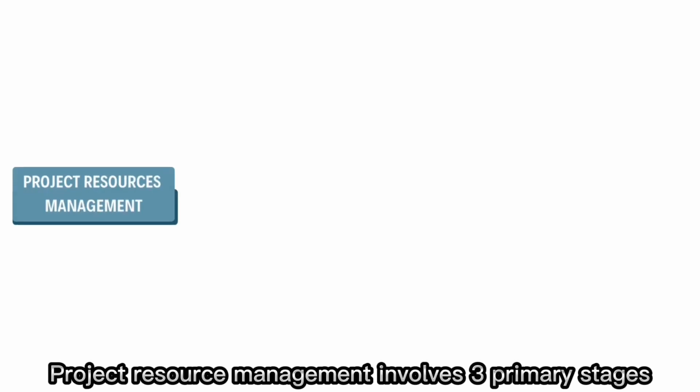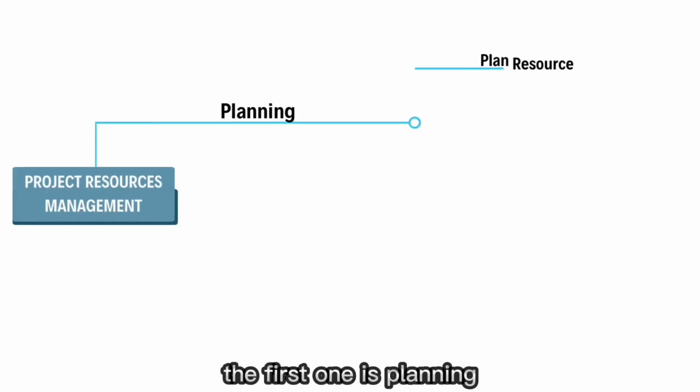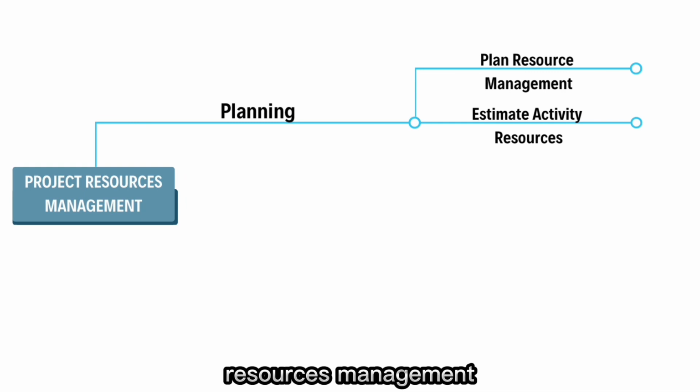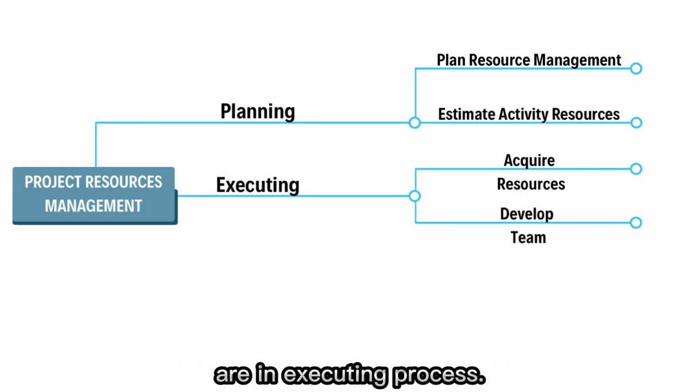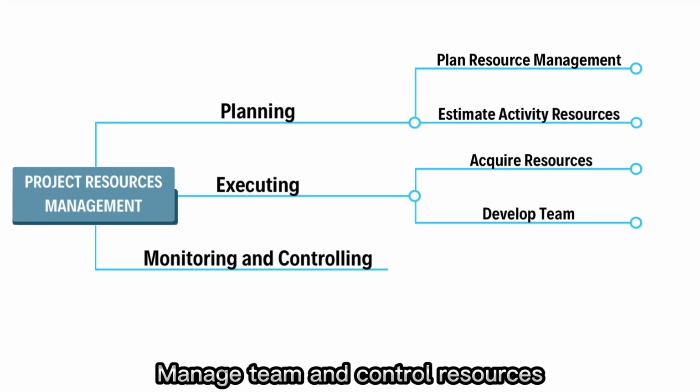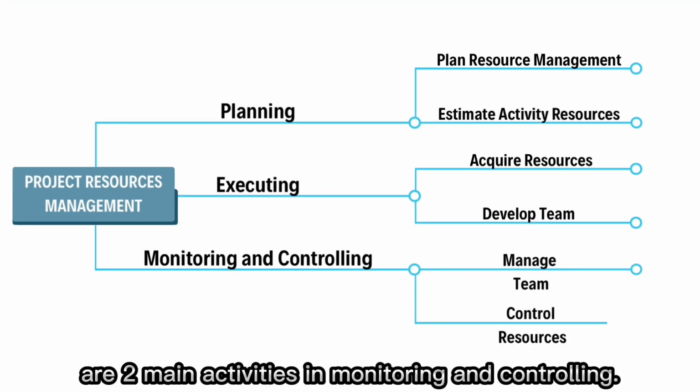Project resource management involves 3 primary stages. The first one is planning. It involves plan resources management and estimate activity resources. Acquire resources and develop team are an executing process. Manage team and control resources are 2 main activities in monitoring and controlling.